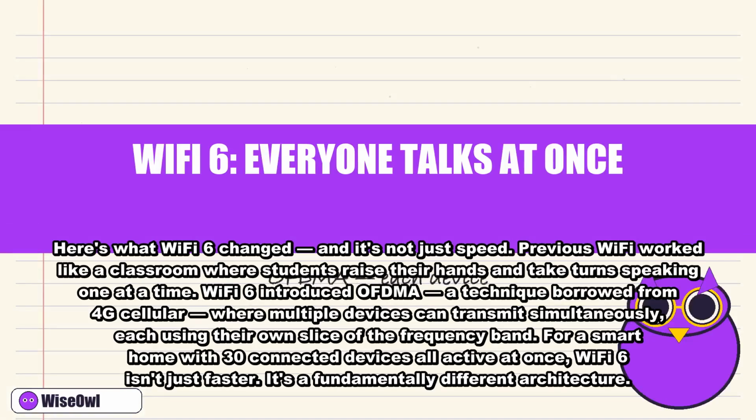Here's what Wi-Fi 6 changed, and it's not just speed. Previous Wi-Fi worked like a classroom where students raise their hands and take turns speaking one at a time. Wi-Fi 6 introduced OFDMA, a technique borrowed from 4G cellular, where multiple devices can transmit simultaneously, each using their own slice of the frequency band. For a smart home with 30 connected devices, all active at once, Wi-Fi 6 isn't just faster. It's a fundamentally different architecture.